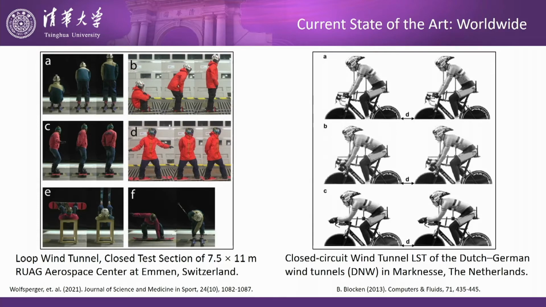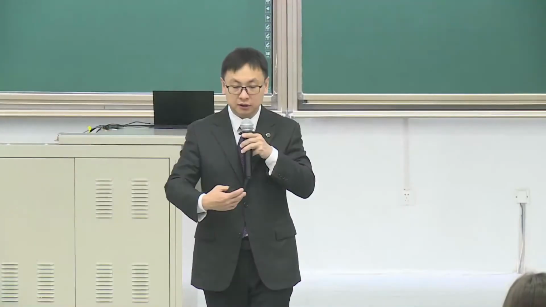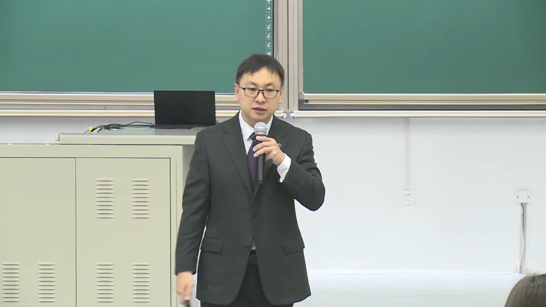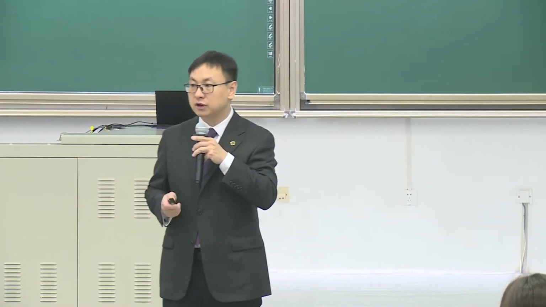The Netherlands has the Dutch-German wind tunnels, a group of tunnels. One of them is the LST low-speed tunnel. They use it to do cycling tests. We can see a lot of supporting structure here. Actually, it's in front of the athletes, so it will affect the drag number.